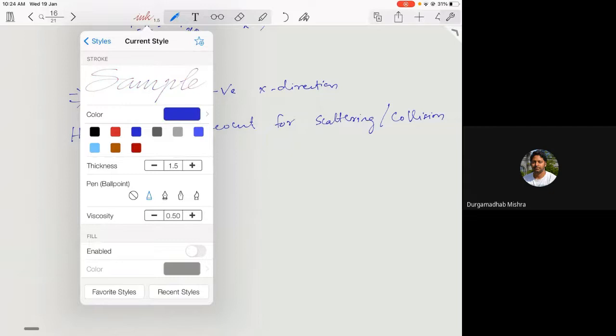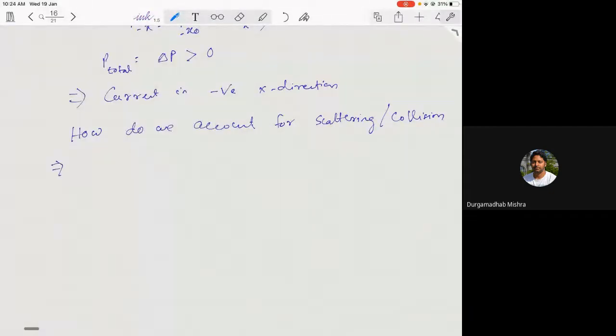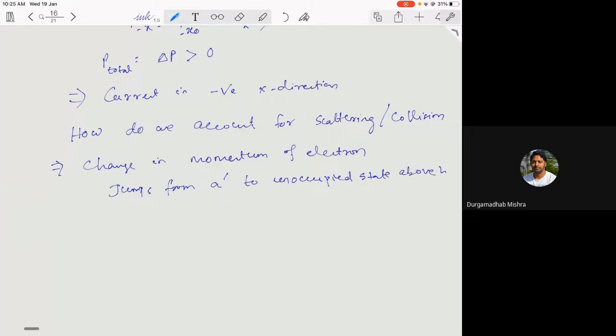So this implies there will be a change in momentum of the electron. Basically we say, if you follow the picture, it jumps from A prime to an unoccupied state above B prime, and definitely the change in energy will be very small. So there will be a very small change in energy.